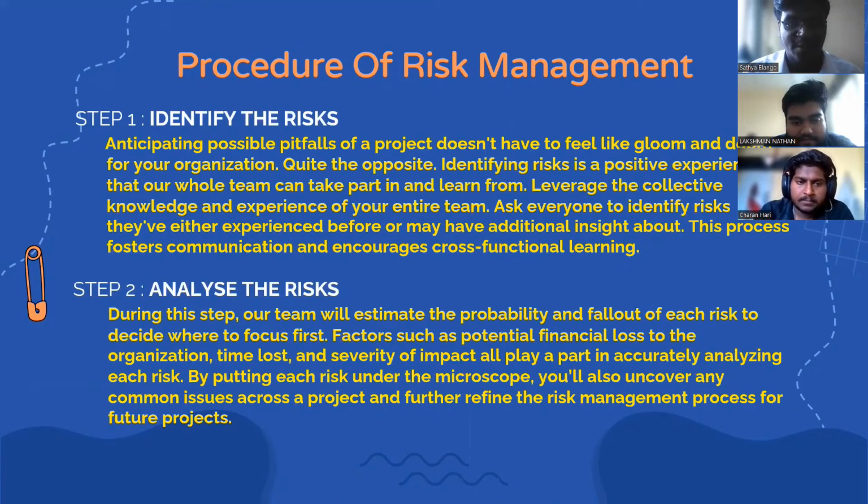Leverage the collective knowledge and experience of the entire team. Ask everyone to identify risks they have either experienced before or may have additional insight about. This process fosters communication and encourages cross-functional learning. Now, let's see step 2, which is analyze the risks. During this step, our team will estimate the probability and fallout of each risk to decide where to focus first. Factors such as potential financial loss to the organization, time loss, and severity of impact all play a part in accurately analyzing each risk. By putting each risk under the microscope, we will also uncover any common issues across a project and further refine the risk management process for future projects.